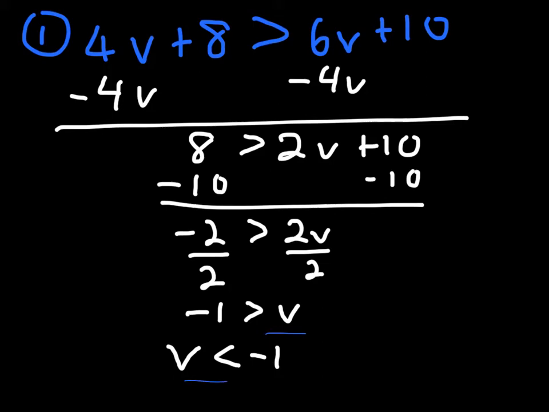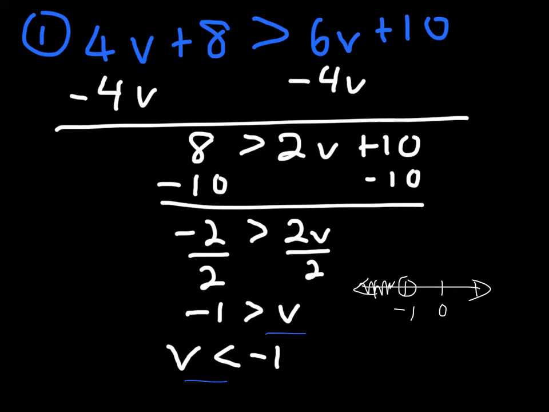Okay, if I was going to graph this on my number line here, I would have my 0 and my negative 1. It is going to be an open dot because it's just less than. And since it's less than, we are shading this way.